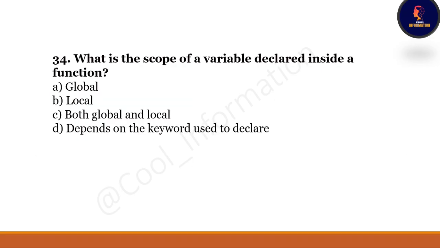Next question. What is the scope of a variable declared inside a function? Option A, global. Option B, local. Option C, both global and local. And last option is depends on the keyword used to declare. Correct option is option number B. If we declare a variable inside a function, then it will be a local variable, not a global variable. So option B will be correct.